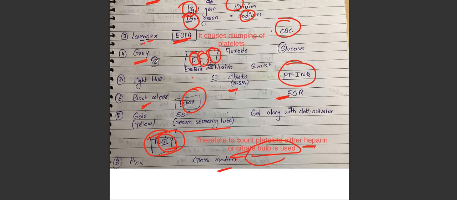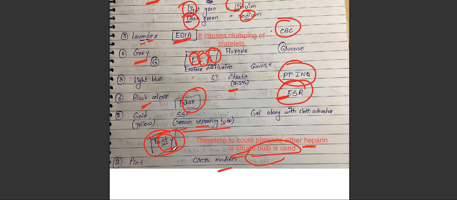Gray is EFG, that is E for enolase, F for fluoride, and G for glucose. Light blue meaning CT, PT, meaning PT INR, and CT meaning the citrate. Then black color is for the ISHR, representing ESR. Then gold, that is tasty, SST, that is serum separating tube.